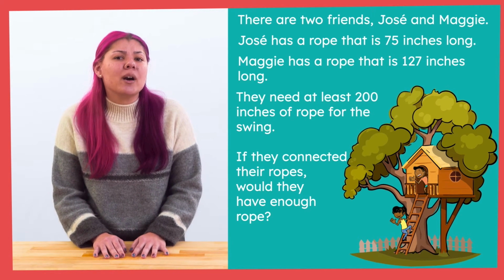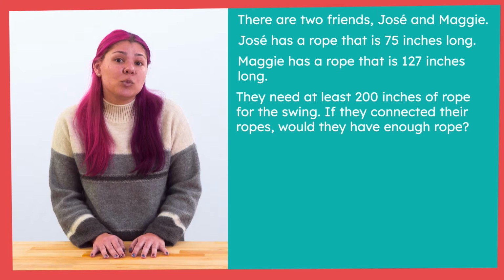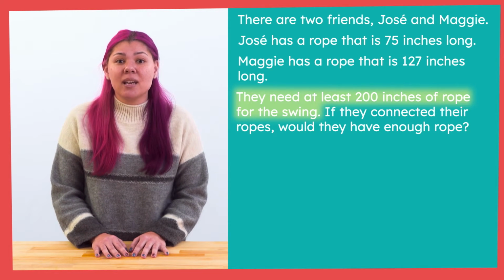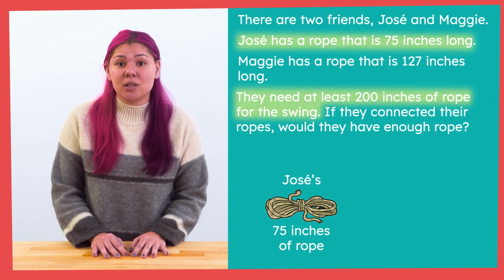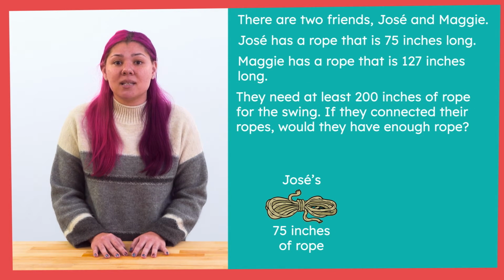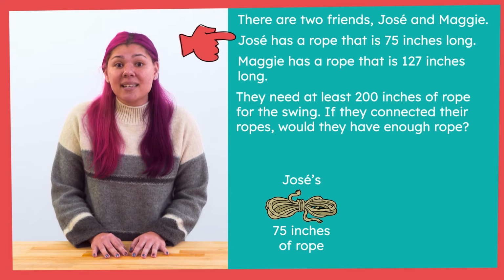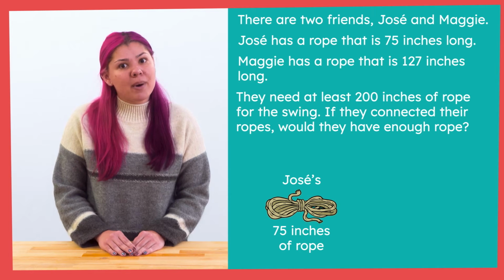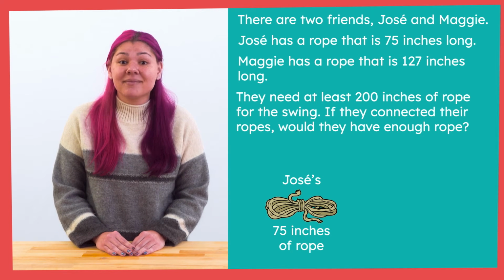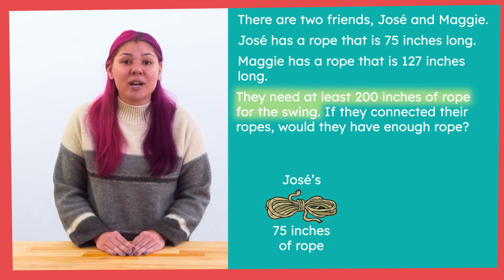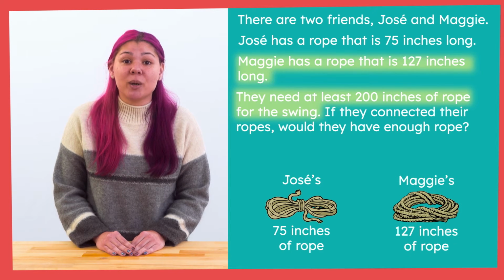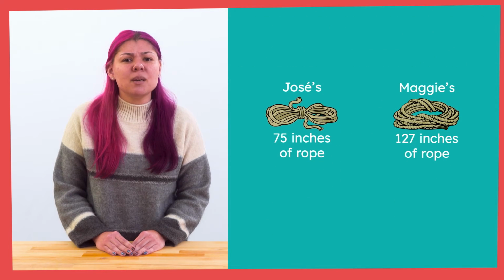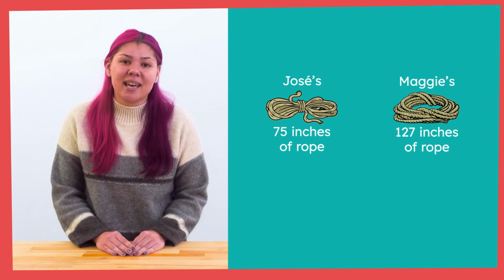First, what do we know about Jose? We know 2 things about Jose from the text. 1, they're trying to make a swing for their treehouse, and 2, they have 75 inches of rope. It's important to refer back to the text when we're working with word problems. The text tells us important information about the situation. Next, what do we know about Maggie? Similar to Jose, we know Maggie is trying to make a swing, and Maggie has 127 inches of rope. Who has more rope? Let's think about how we can compare the amount Maggie and Jose have.